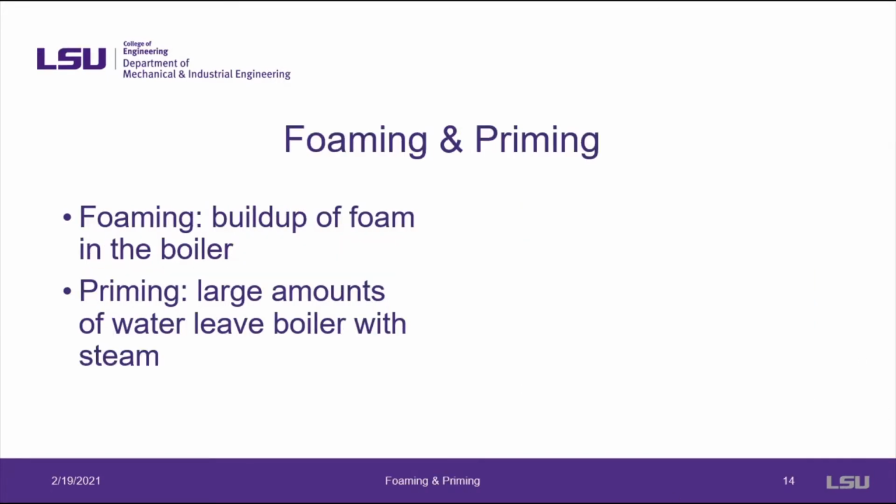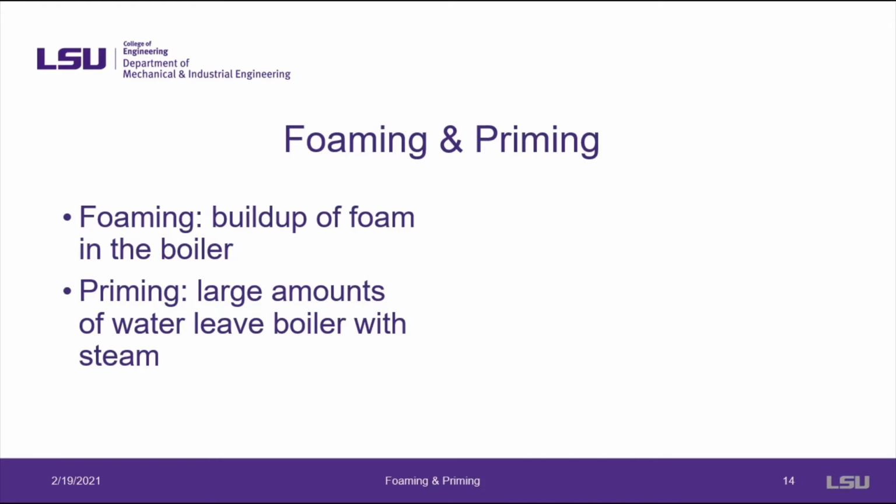Foaming and priming are negative effects that impure boiler feed water can have on a boiler system. Foaming is the buildup of foam in the boiler due to the failure of steam bubbles to break. Priming is when large amounts of water pass out of the boiler with the steam. The additional water in the steam can be detrimental to the equipment at its destination.